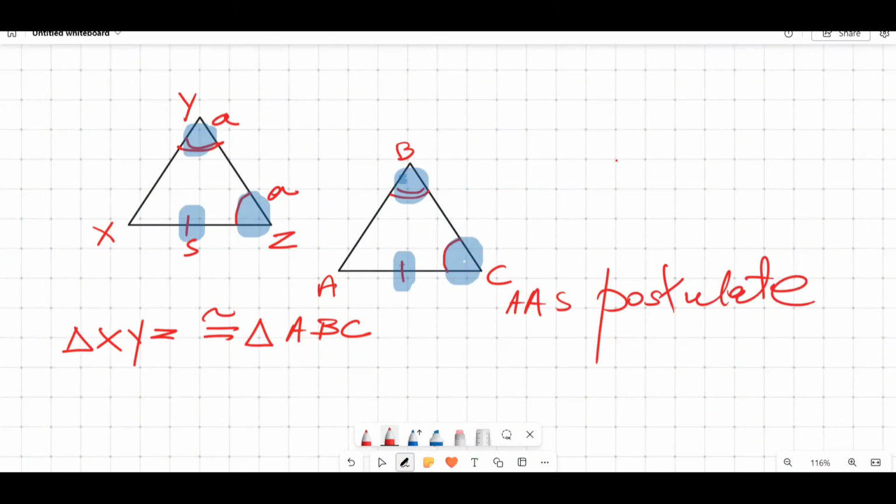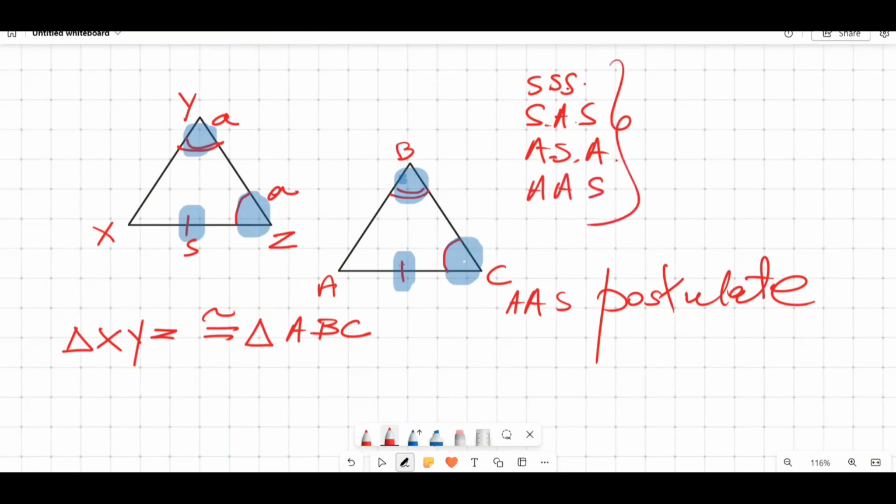These four postulates can help us to show or prove when two triangles are congruent. So in conclusion, here they are. We have the side, side, side postulate. We have the side, angle, side postulate. We have the angle, side, angle postulate. And lastly, we have the angle, angle, side postulate.